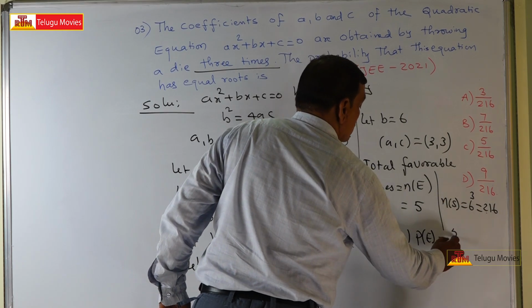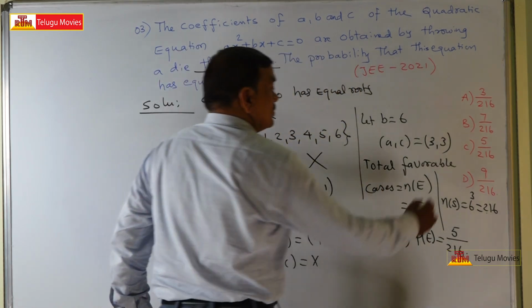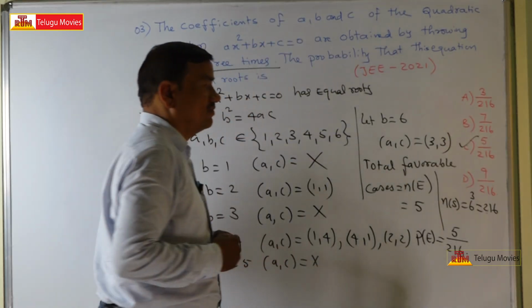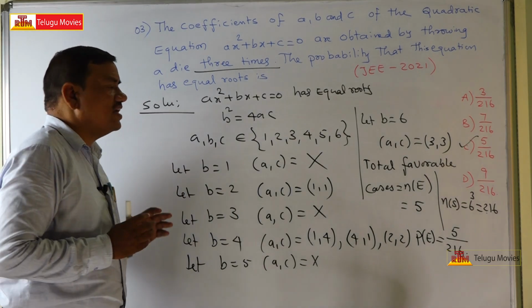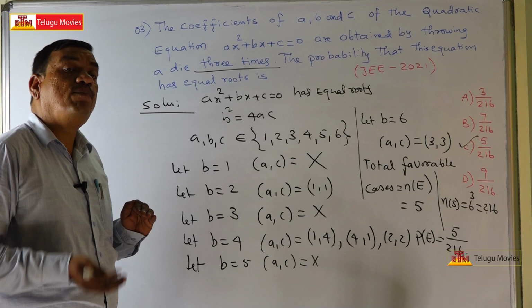So coming to the probability of an event, it is equal to n of E by n of S. This is 5 by 216. Therefore, option C is the correct answer. Okay, so this is a very easy problem. It is a mixture of both quadratic equations and probability.